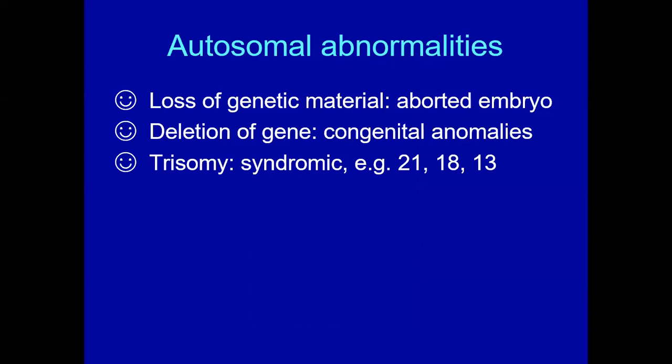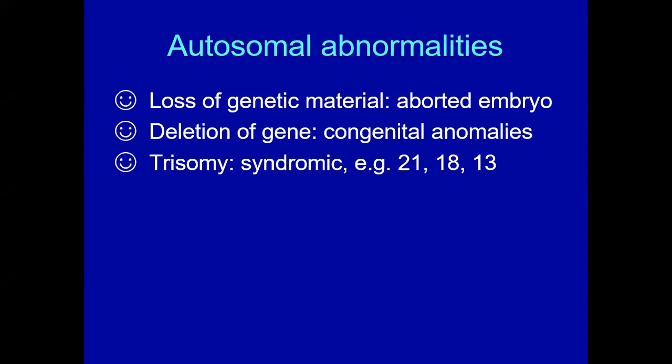Now the autosomal abnormalities, and there can also be abnormality with loss of genetic material. So these are some conditions. They show deletion of a chromosome, isochromosomes, and there are also trisomies. Some there are syndromes, for example like 21, 18, and 13. This is also an example of trisomies.